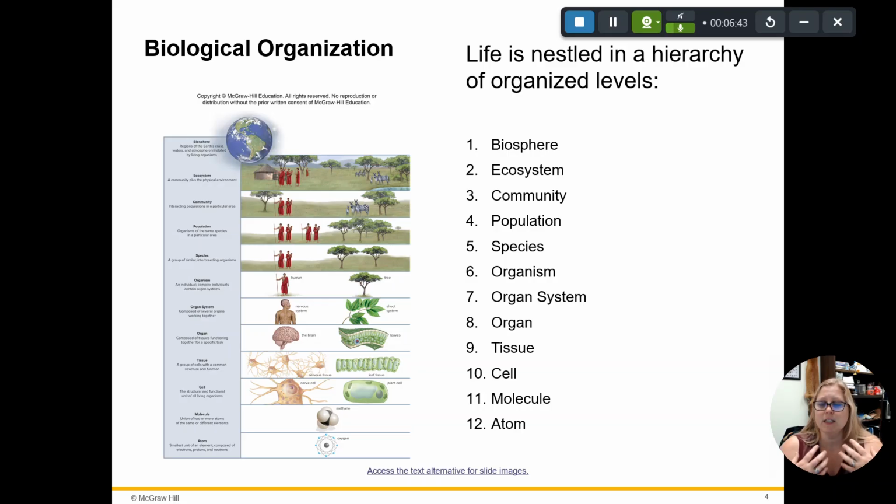But keep in mind that it's this idea that cells are the basis of living organisms and they build all of the systems up from there, okay? And they're nested, like Russian nesting dolls, right? You can't have a tissue without having cells. Tissues are cells that work together. You can't have organs without tissues and so on and so forth, okay?